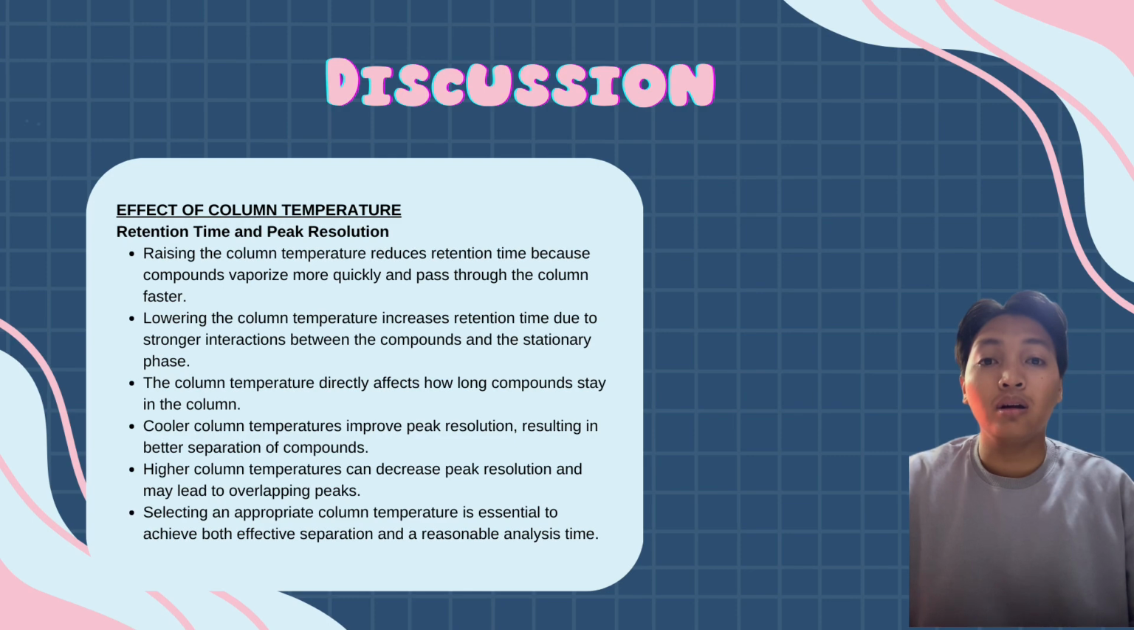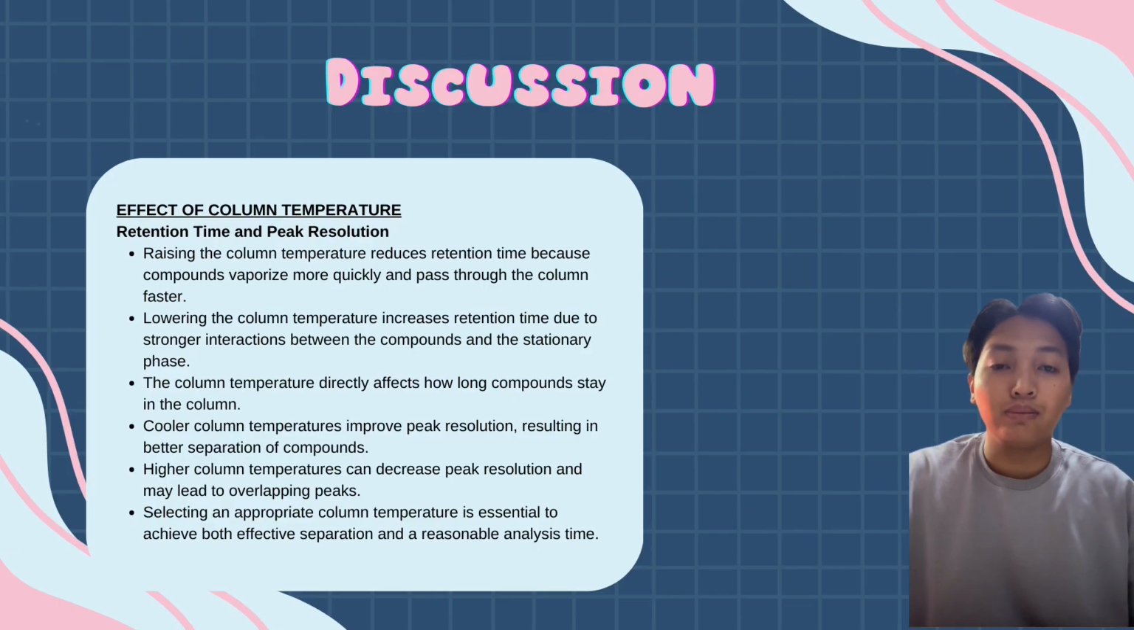Next, the effect of column temperature. We also studied how the column temperature affects the result. Increasing the column temperature makes compounds vaporize faster, so they move through the column more quickly and come out sooner. On the other hand, lowering the temperature makes the compounds stay longer in the column because they interact more with the stationary phase. Lower temperature improves peak resolution, which means the peaks are sharper and easier to distinguish. Higher temperature can reduce resolution, causing the peaks to become broader or even overlap. Therefore, it is important to choose the right column temperature to achieve clear separation while keeping the analysis time reasonable.